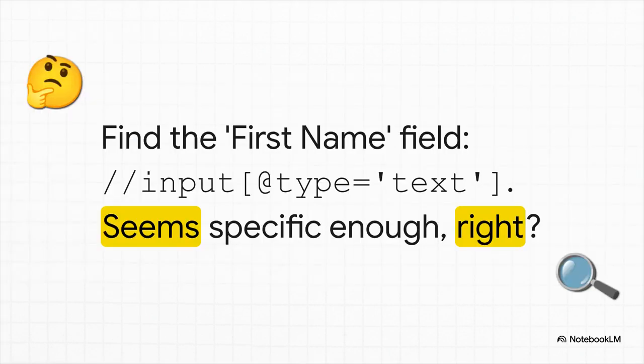All right, step 1, the initial try. We want to find that first name box. A pretty reasonable first guess is to just look for an input tag that has a type of text. Seems specific enough, right? Let's see what the browser thinks. And we get 5. Ouch. The browser found 5 different elements that match that description. For an automation script, this is a complete failure. It has no idea which of the 5 you actually want. This locator is not unique, which means it's totally unreliable.